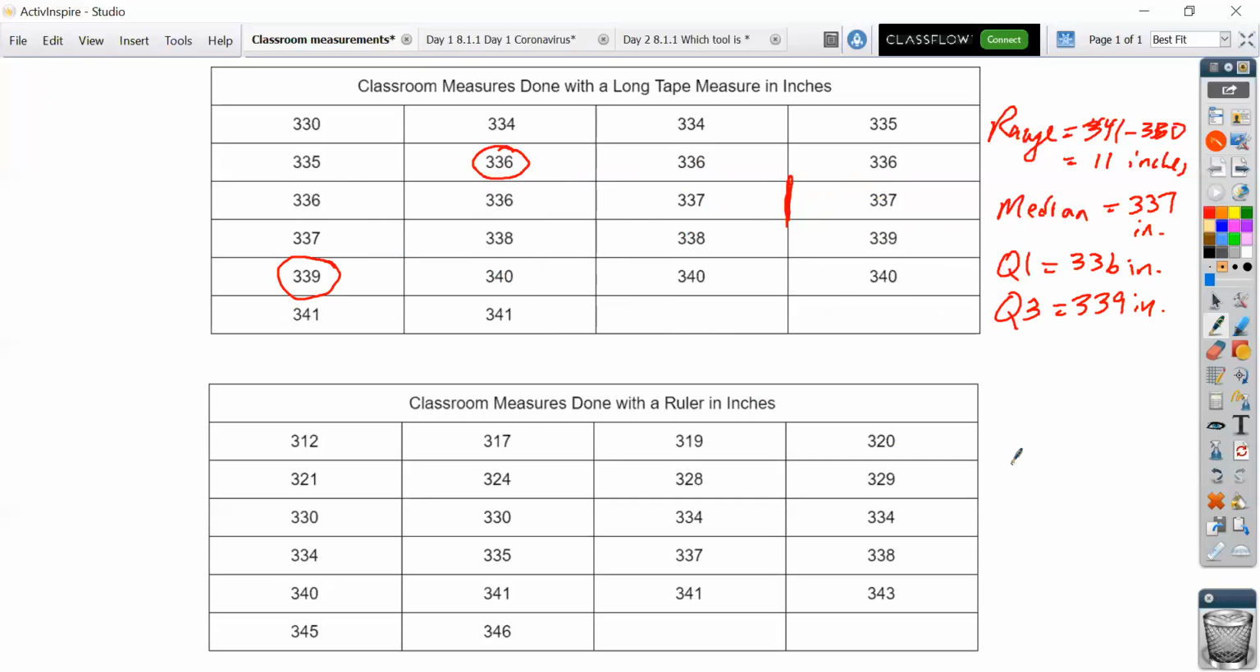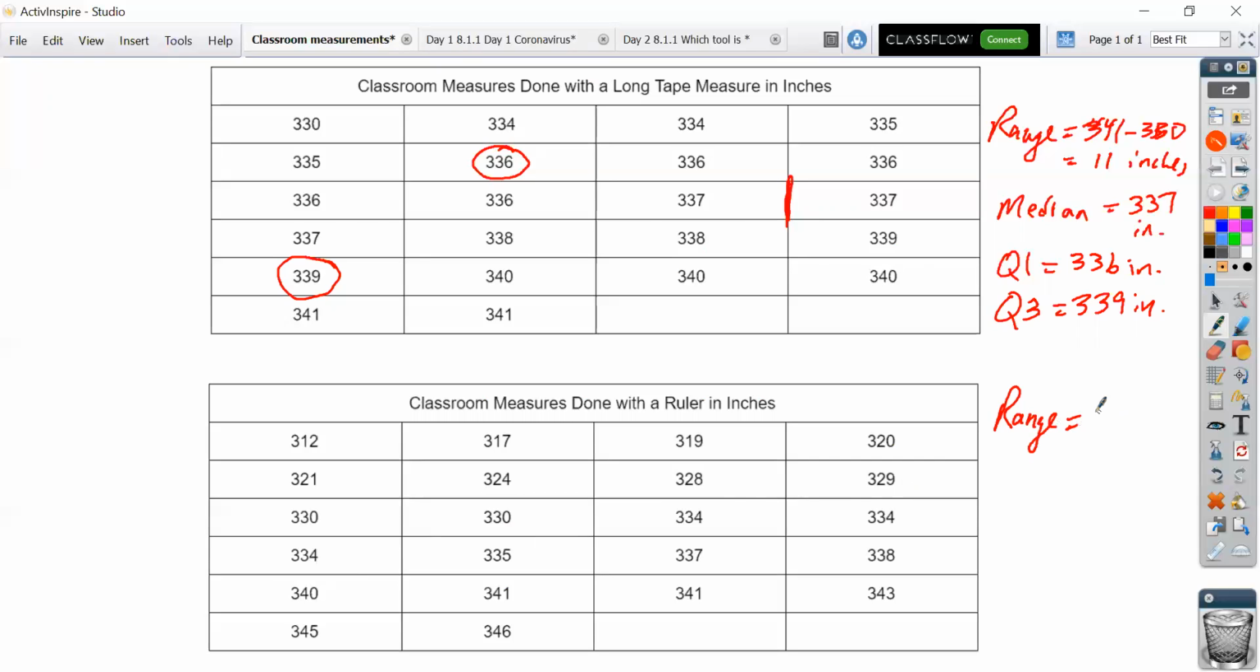Pause your video and you go try to get the data for the bottom set by yourself. Let's see if you can do it. I need range, median, quartile 1, and quartile 3. All right, let's see if you got it right. Bringing your video back online.